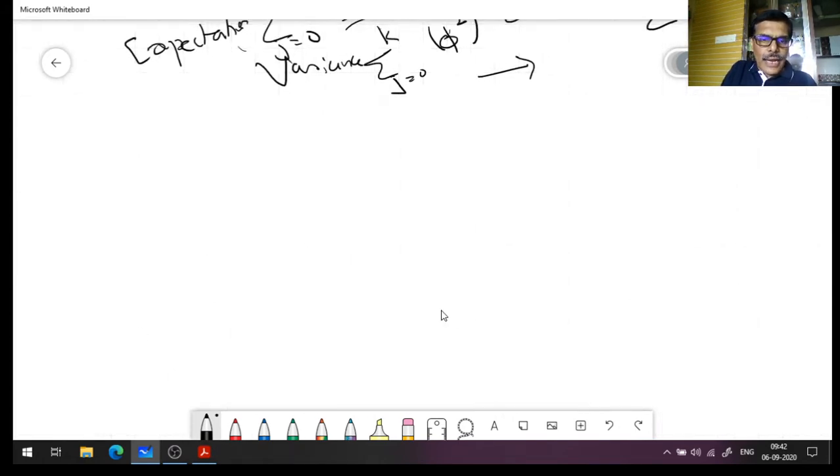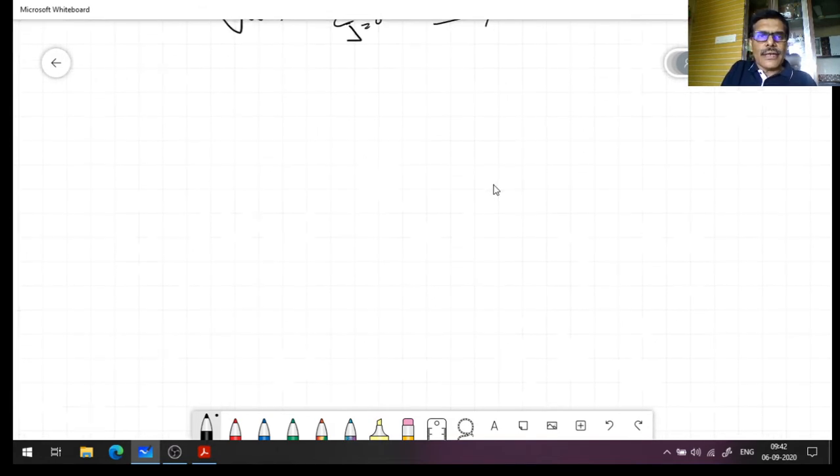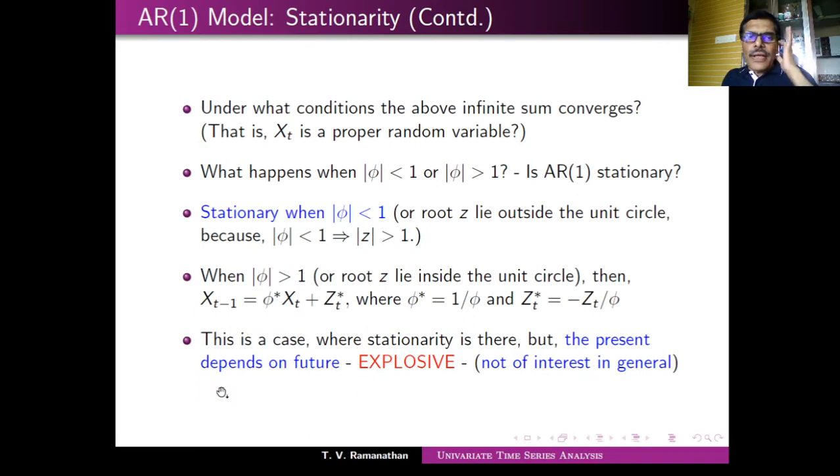So these are the conditions. I'm not going into the probabilistic arguments; you can read more on this in a standard time series textbook if you are really interested. Here I am restricting to a very simple situation. So what we have here is, when phi is less than 1 or phi greater than 1, we want to ask this question: is AR(1) stationary?